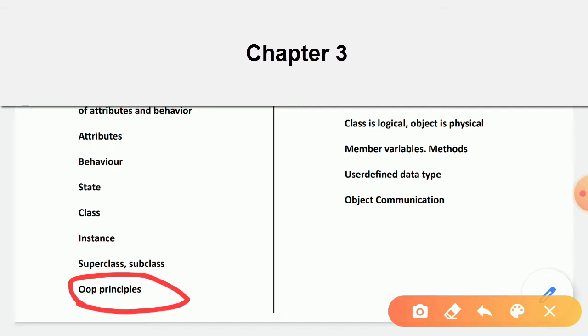Abstraction means representing the essential features of an object without going into the details. For example, let's take the example of a car. You may know how to drive the car, but you don't necessarily need to know how the car is working, how the engine is working. So this is the meaning of abstraction.